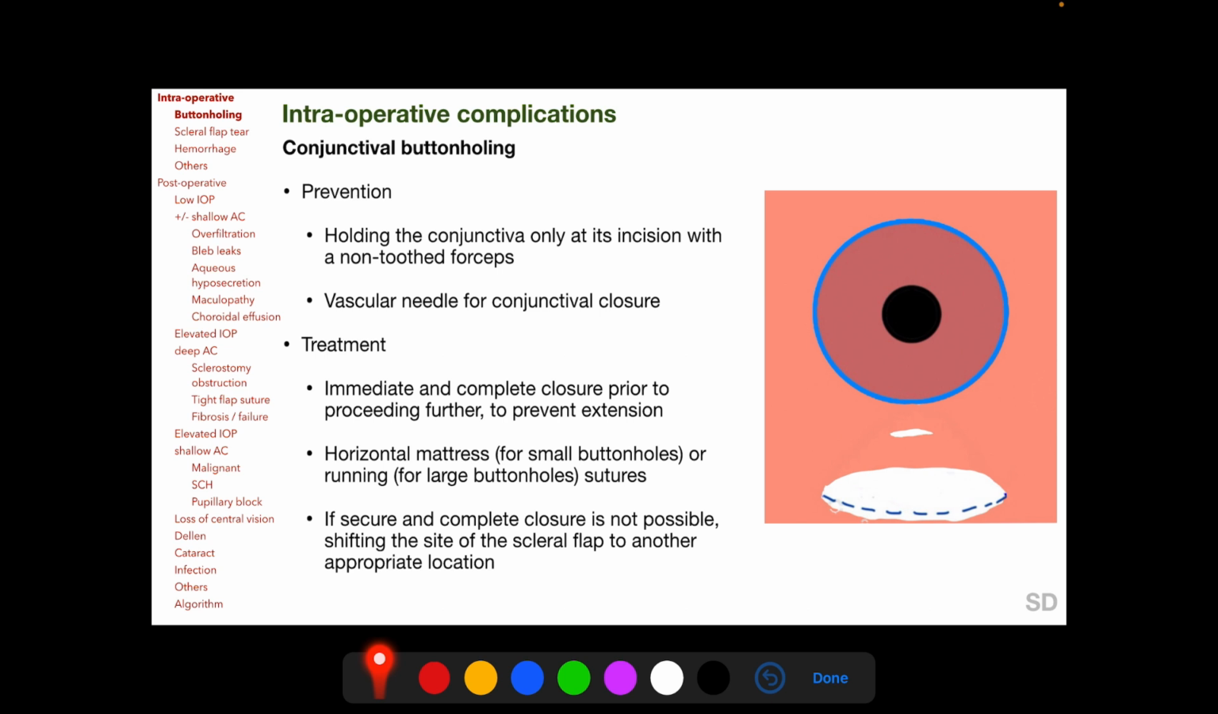Following conjunctival buttonholing during surgery, the conjunctival tear should be immediately and securely closed prior to proceeding further to prevent extension of the conjunctival tear. And to close a small buttonhole, a horizontal mattress suture should be placed, and for a large buttonhole, a running suture should be used. If secure and complete closure is not possible, the site of the scleral flap should be shifted to another appropriate location.